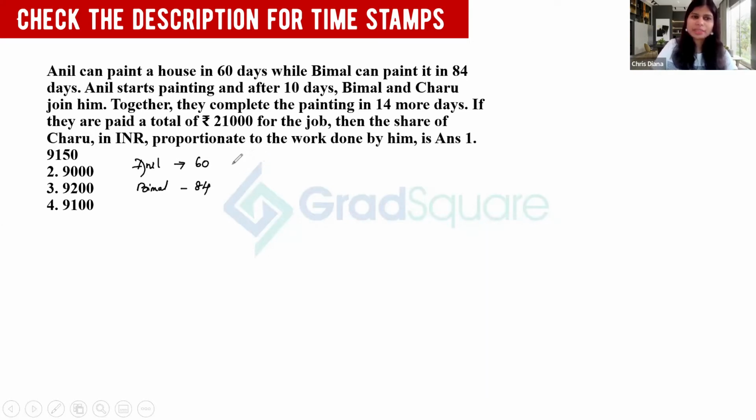Now to take the LCM, it is always better to prime factorize. 60 is 5 into 3 into 4, and 84 is 7 into 3 into 4. So the LCM, that is the total work to be done: 3 and 4 are common, so 3 into 4, and the LCM of 5 and 7 is 35. So this is 5 into 3 into 4, whereas this is 3 into 4 into 5 into 7.